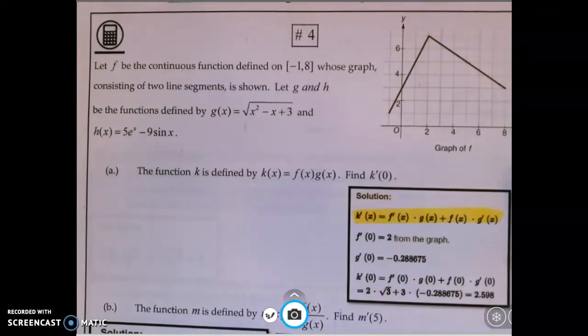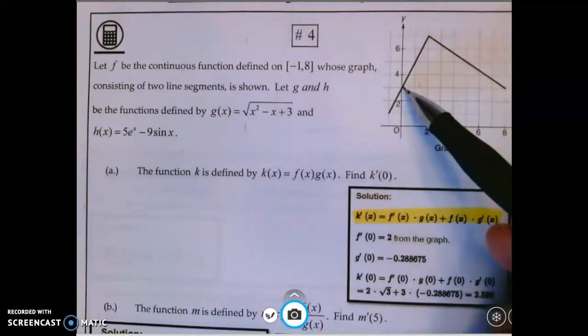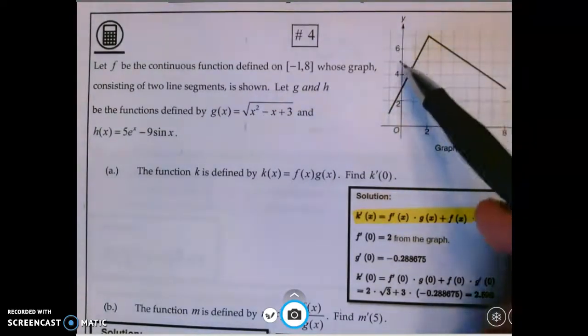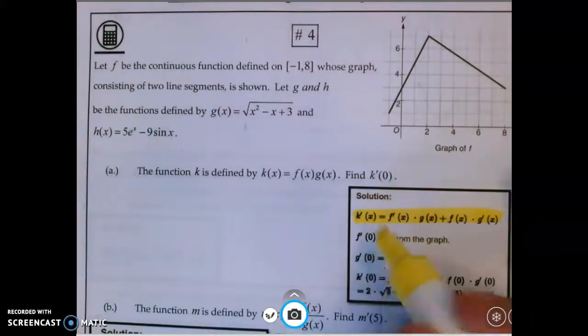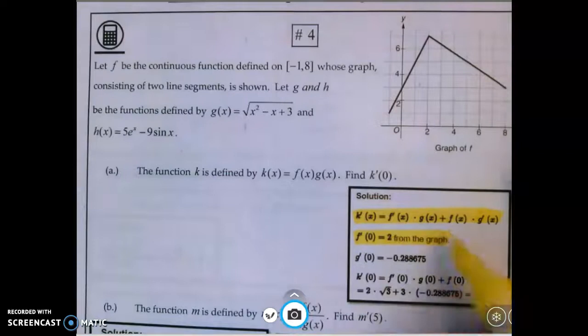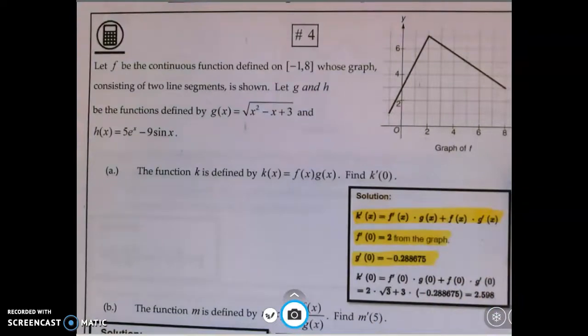f prime of 0 from the graph means what is the slope of this function at 0? So we count up 2 over 1, slope of 2. That's what f prime of 0 is. g prime of 0 we get from our calculator. Now we are required to round to 3 decimal places, but in this case, because we're using it in the problem, we want to keep it as expansive as we can.